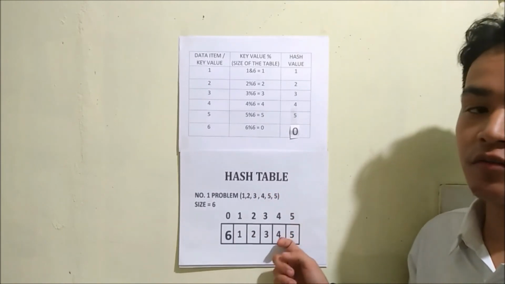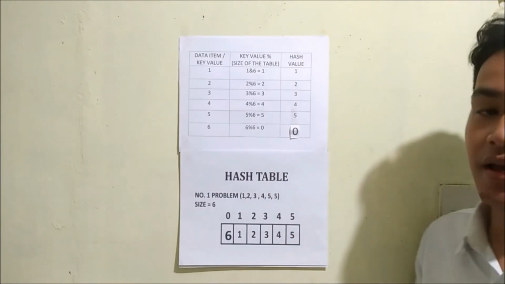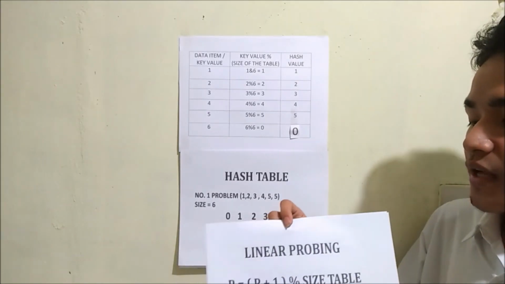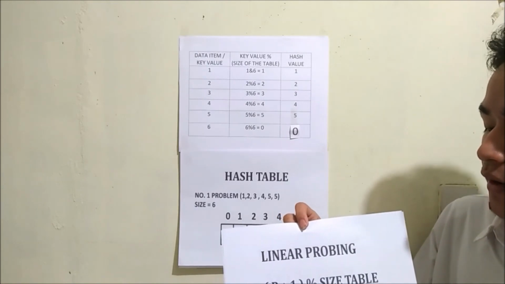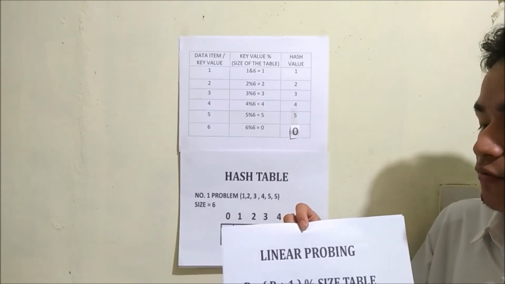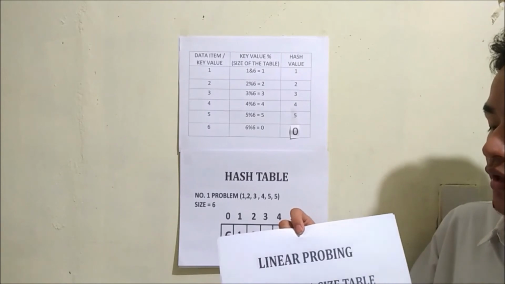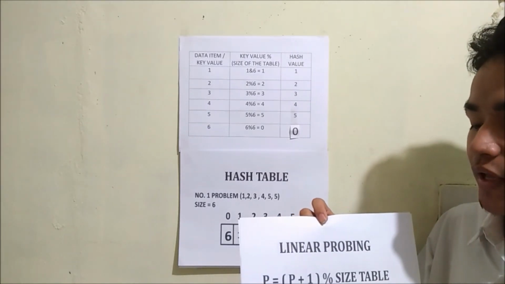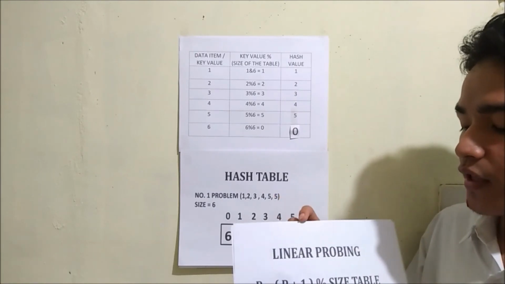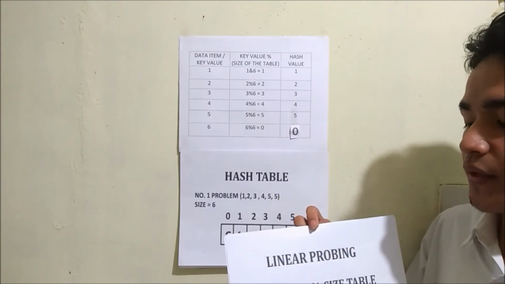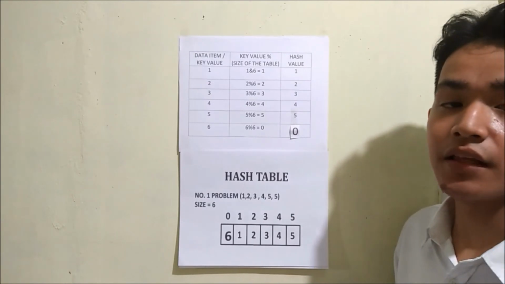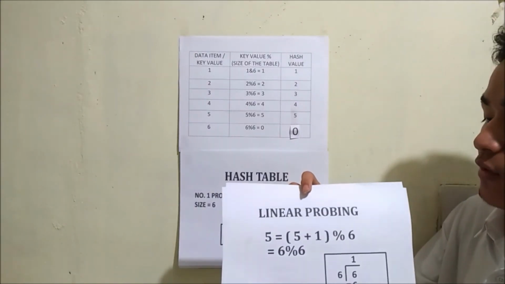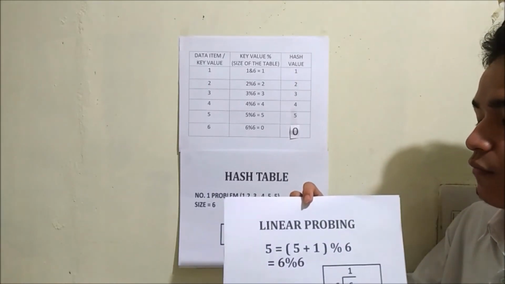So, ang pag-solve nun is ganito. Ang formula nito is tinatawag na linear probing. So, P sub 1 is equal to (P sub 2 plus 1) modulus size of table. Yung P sub 1, tinatawag na latest value, which is 5. Tapos, yung current value is yung P sub 2. Kung ilalapat natin siya dito, ito yung magiging itsura niya. 5 is equal to 5 plus 1 modulus 6.